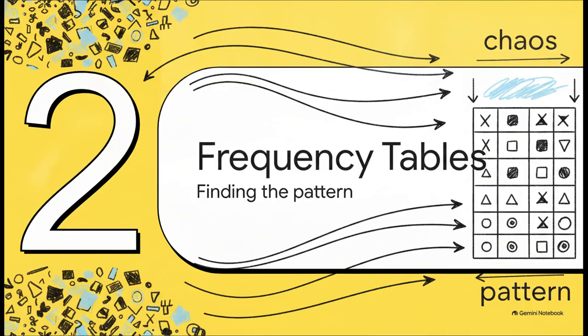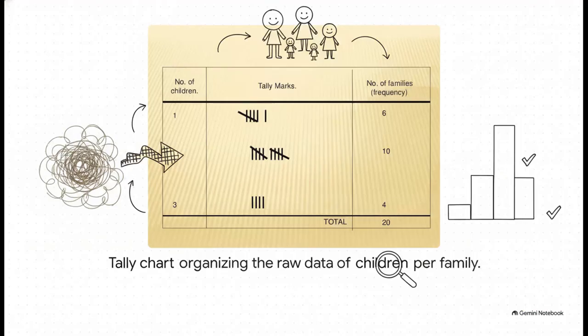Finding the pattern in the chaos. What a relief. A frequency distribution table, or tally chart, takes that exact same messy list we just looked at and beautifully organizes it. We just list out the possible observations, so families having 1, 2, or 3 children, and use simple tally marks to count them up. Instantly, you can see that 1 occurs 6 times, 2 occurs 10 times, and 3 occurs 4 times. Pure chaos immediately becomes readable information. It is honestly just immediate cognitive relief.